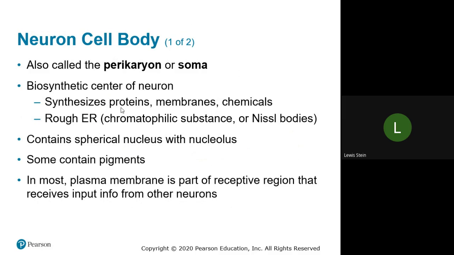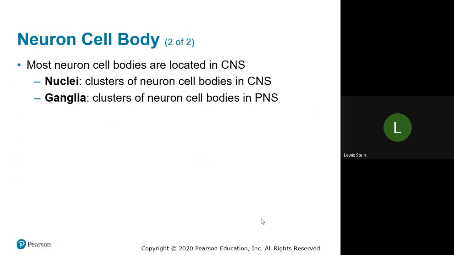And a lot of these substances, particularly certain neurotransmitters, are pigmented. So they are chromatophilic, and one of the names we associate them with is Nissl bodies. So they have a nucleus, nucleolus, pigments, etc. And obviously the very receptive area associated with the plasma membrane. Okay.